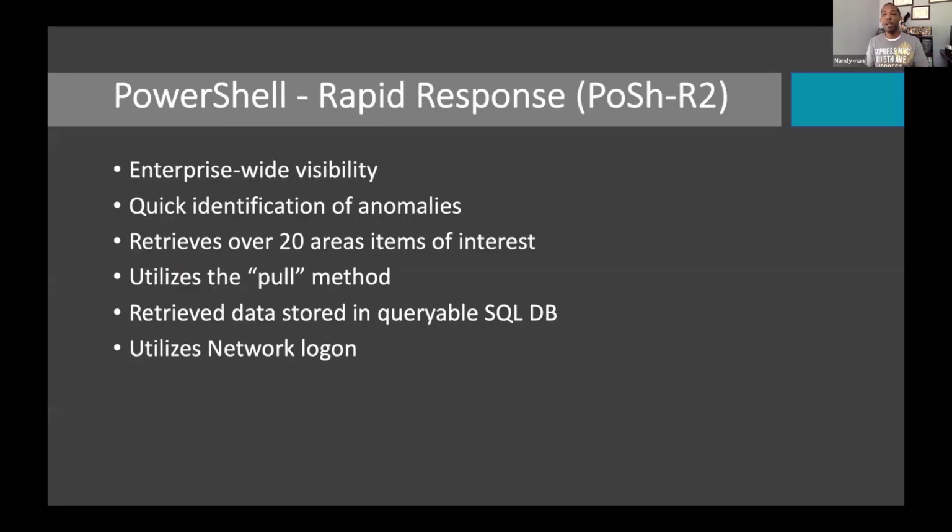So I had mentioned having an agent or EDR. I ended up coming up with PowerShell Rapid Response. An enterprise-wide capability enables me to find some anomalies. Right now we're doing 20 items of interest. It's extendable in the sense of modules, rather. So it's modular, that somebody else can make a module and just import it into the framework.